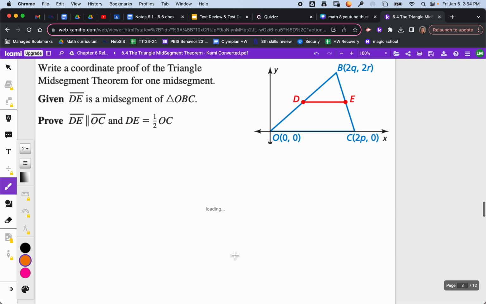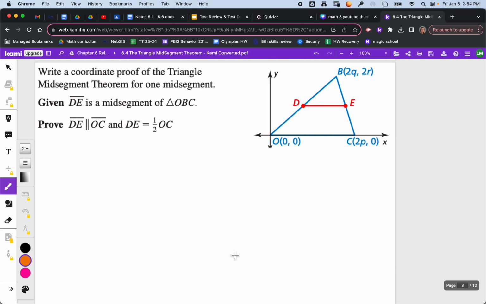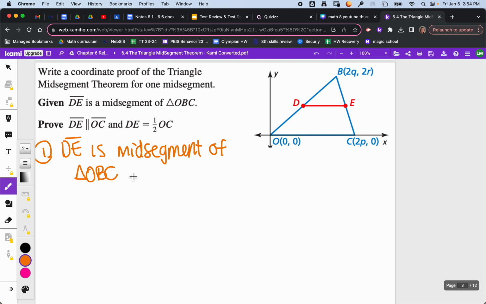Okay, so what we're going to do here is talk about a coordinate proof of how we can use that with any type of number. So we're going to use these variables here to help us. So the first thing we're going to write down is DE is mid-segment of triangle OBC.